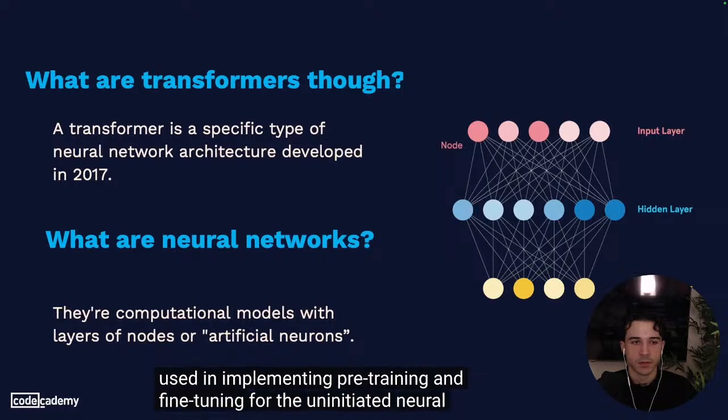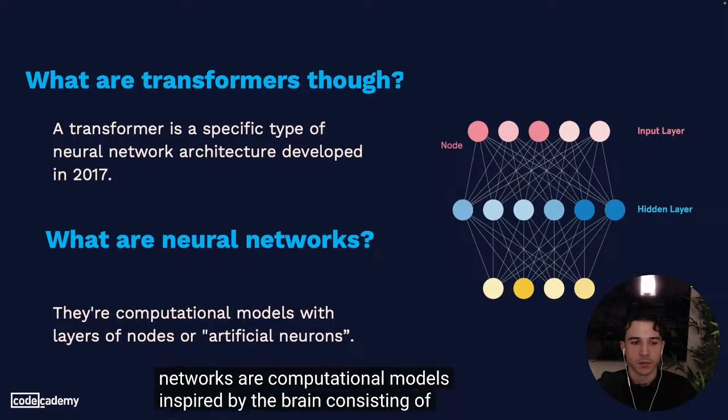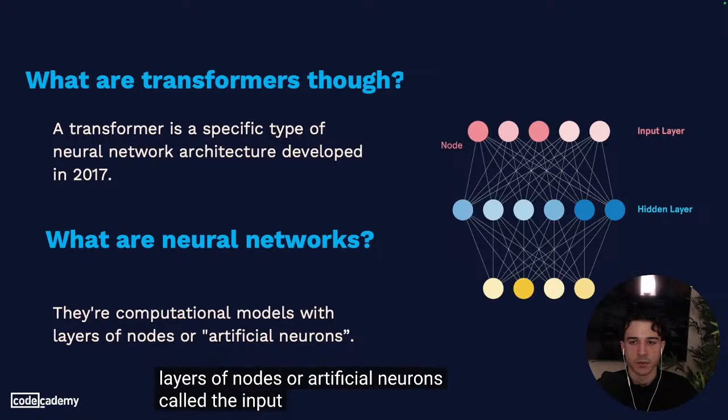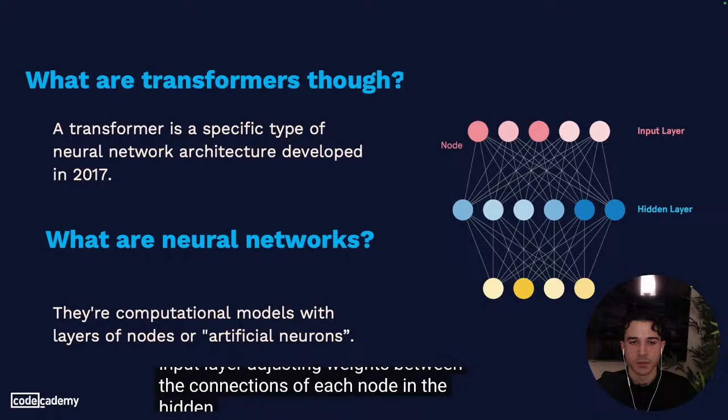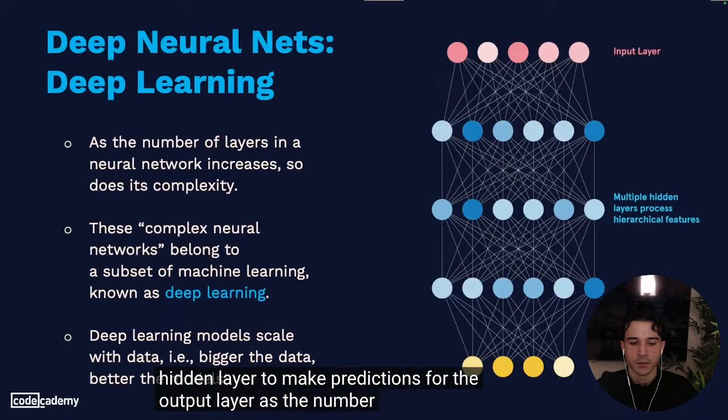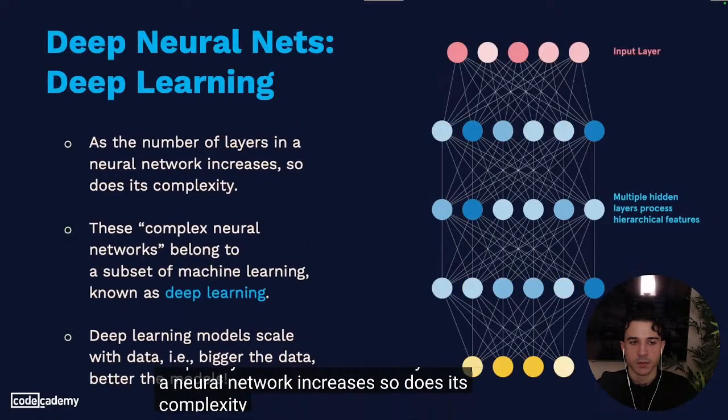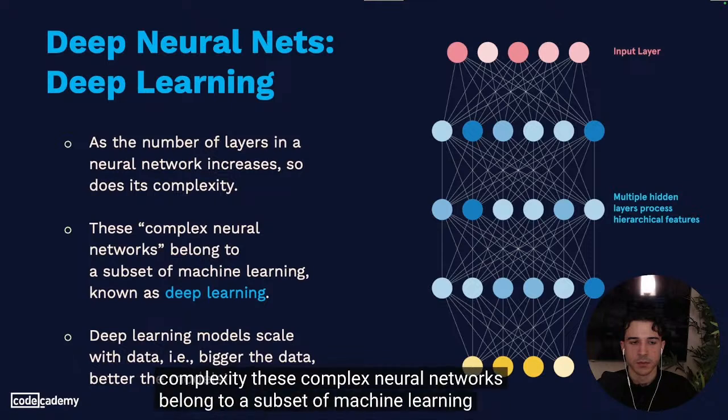For the uninitiated, neural networks are computational models inspired by the brain, consisting of layers of nodes or artificial neurons called the input, hidden, and output layers. It learns from the data in the input layer, adjusting weights between the connections of each node in the hidden layer to make predictions for the output layer. As the number of layers in a neural network increases, so does its complexity. These complex neural networks belong to a subset of machine learning known as deep learning.